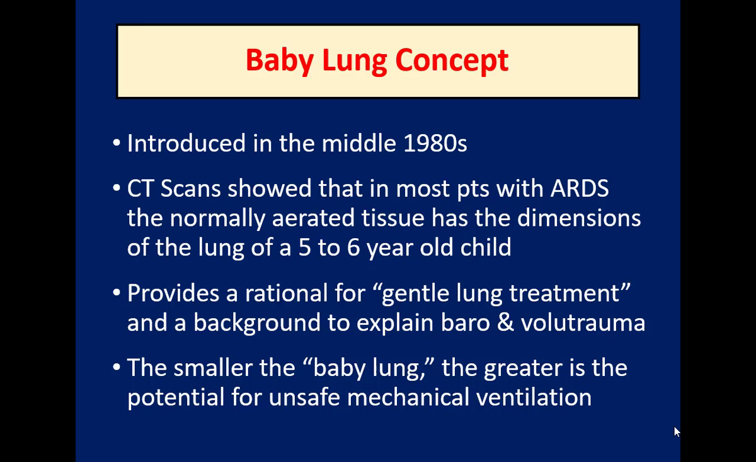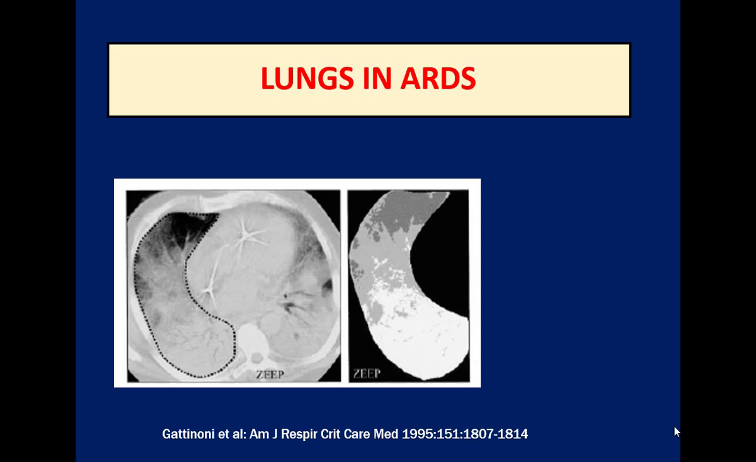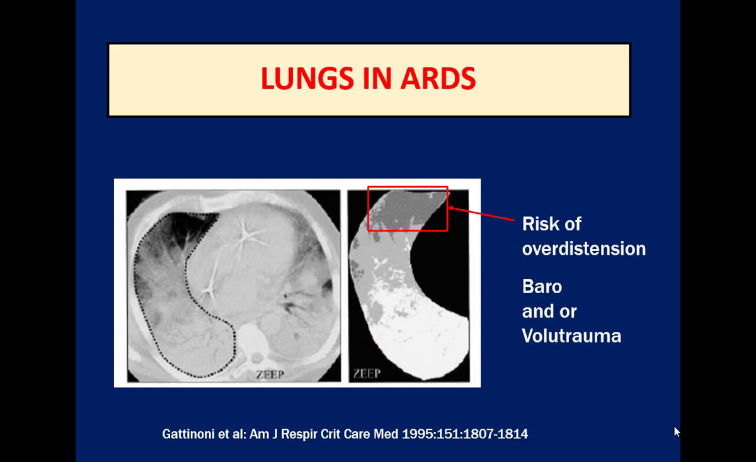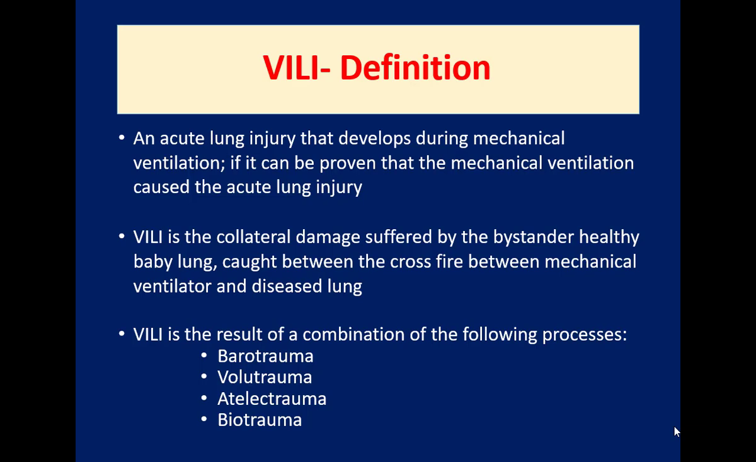So the smaller the baby lung, the greater is the potential for unsafe mechanical ventilation. So as disease progresses, this baby lung becomes smaller and smaller. So the risk of ventilator induced lung injury becomes more and more. So in this area, if I put a tidal volume, this area which is a normal area, there is the risk of over distension, and it can cause barotrauma or volutrauma.